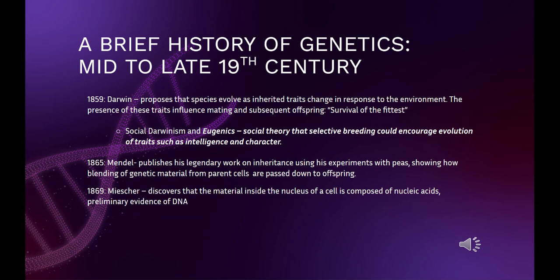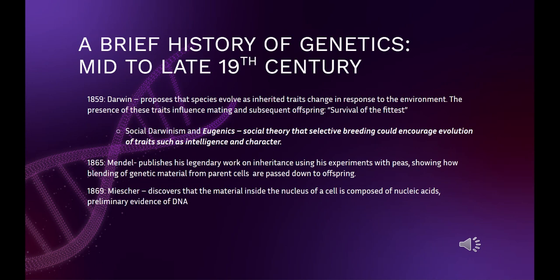The problem is that genetics then became the basis for social Darwinism and eugenics. And these are social theories. They are not scientific. But A, selective breeding can encourage evolution of traits such as intelligence and character. And B, that some races are superior to others, and we all know where that has led this world. And it's a good reason that when we discuss ethics with genetics, we remember that history, because it will guide the research and the practice as genomics becomes a more important component of healthcare.